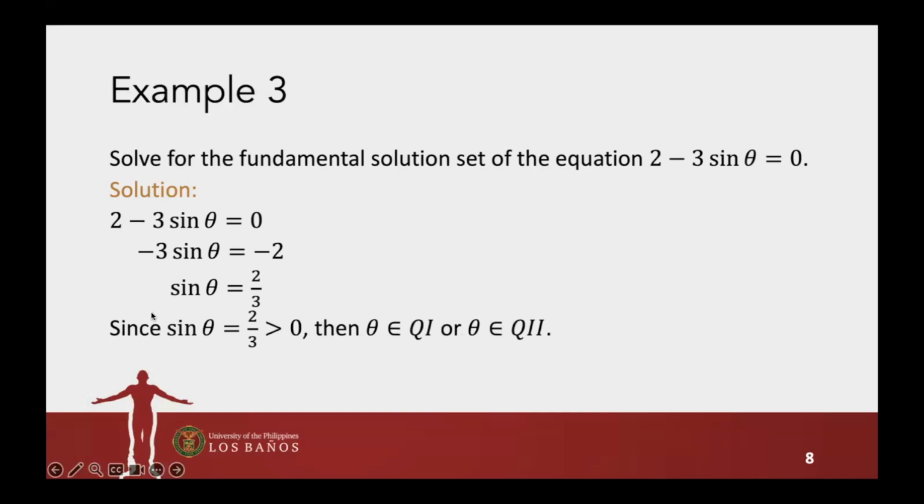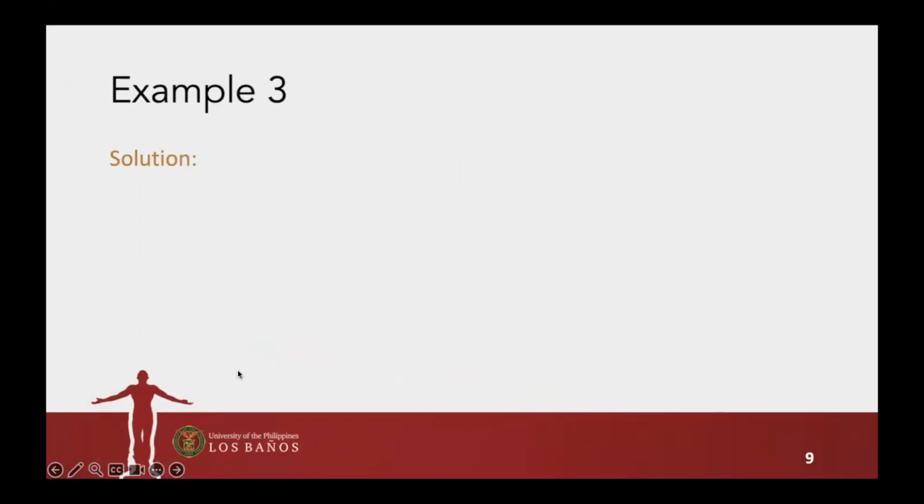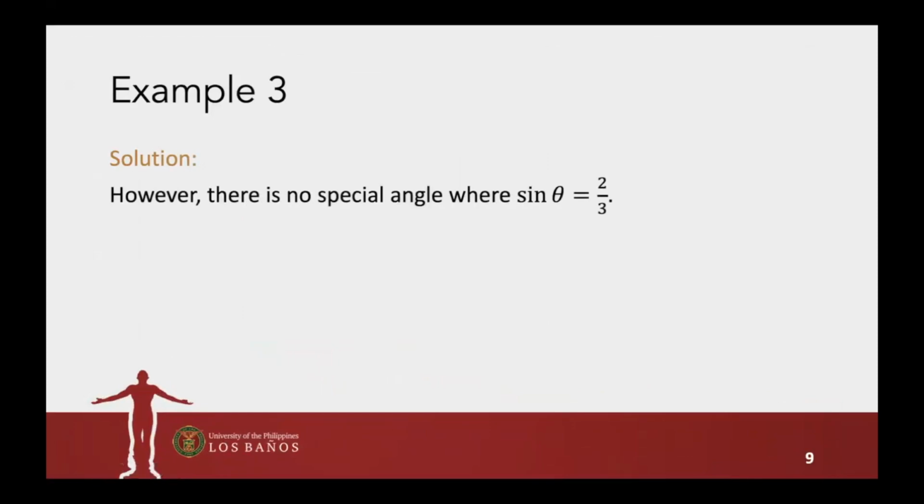Okay, since 2/3 is greater than 0, meaning it's positive, then your theta must be in the first quadrant or in the second quadrant, because sine is positive in both the first and second quadrants. All right, so now we just need to get the value of theta. Take note, however, that we don't have any special angle where sine theta is equal to 2/3. So how are we going to solve for theta? This is actually very simple.